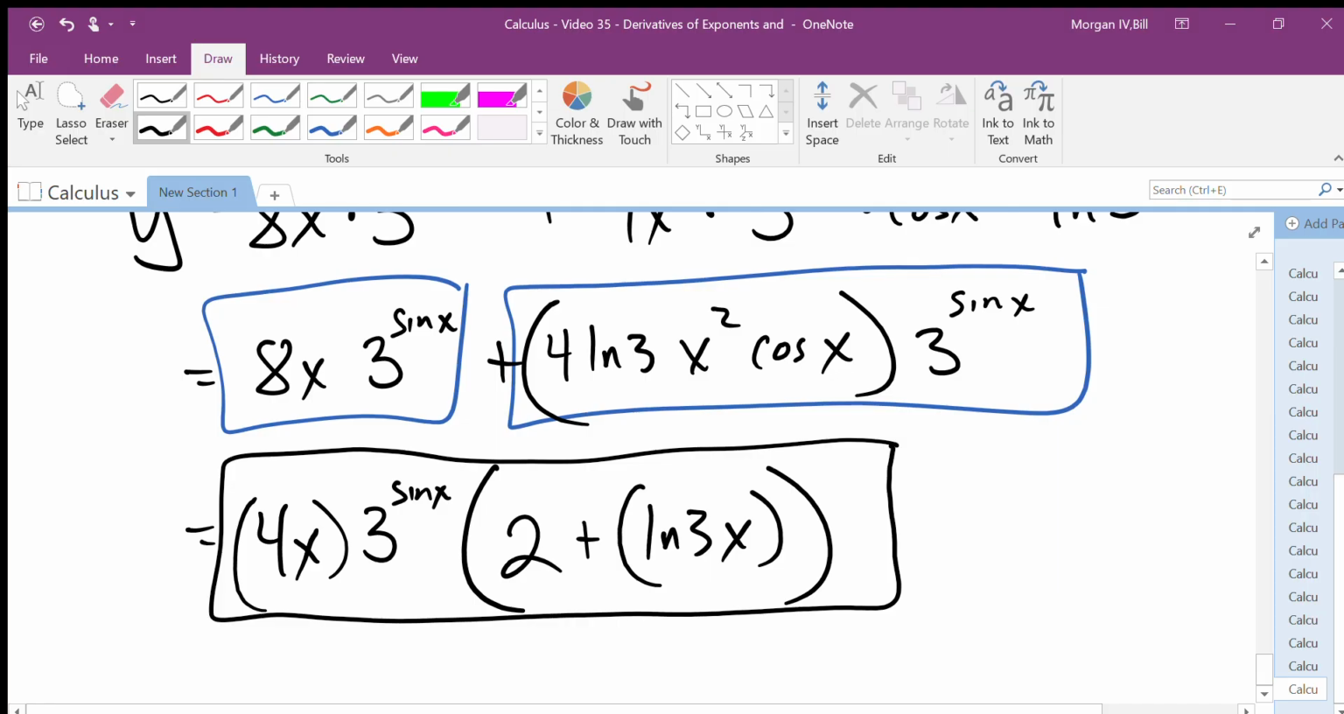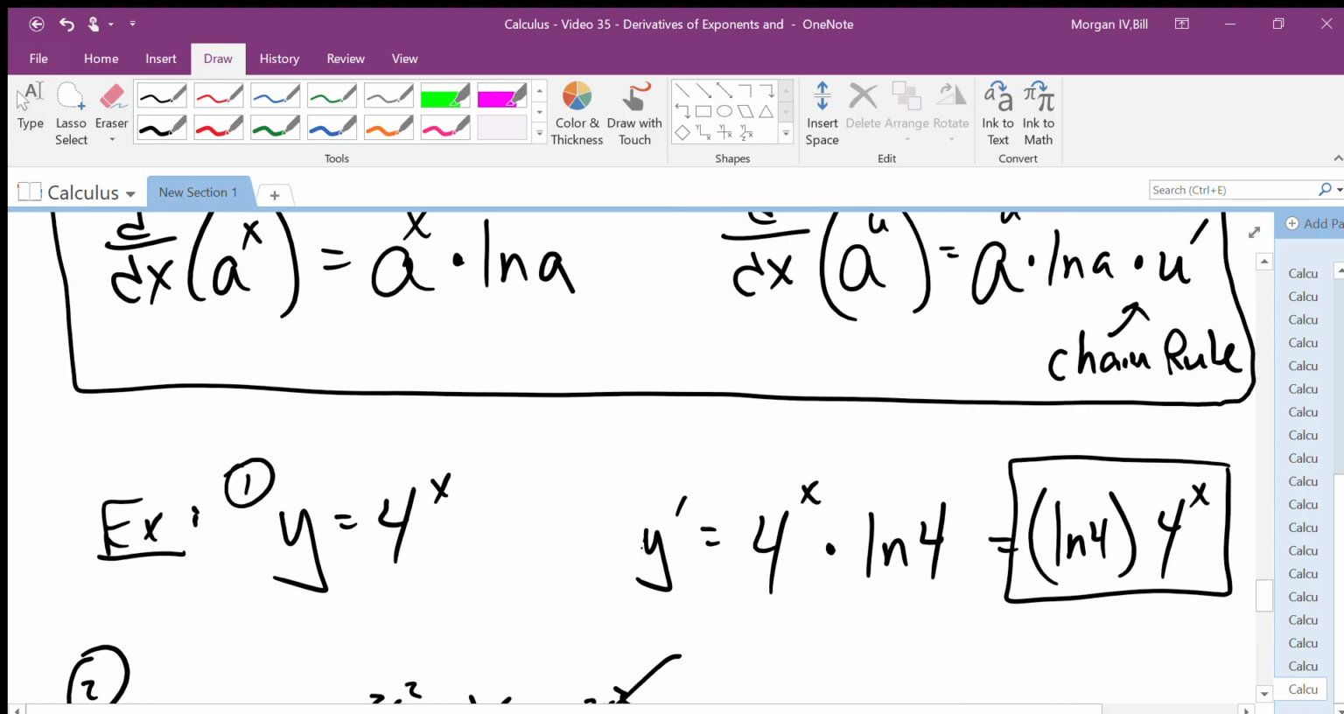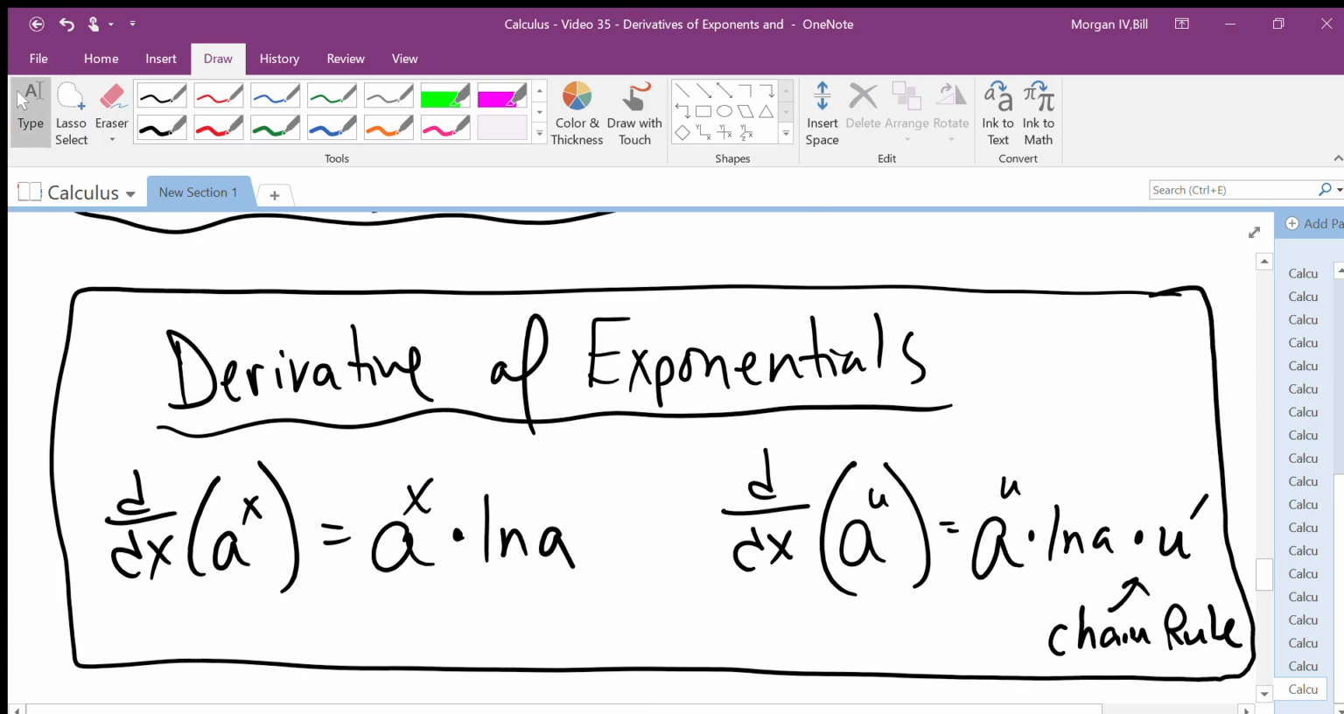So that is how we take the derivative of exponentials that are not base e. Right? The derivative of a to the x is a to the x times the natural log of a. The derivative of a to the u is a to the u times the natural log of a times u prime there if that exponent u is a function of x.